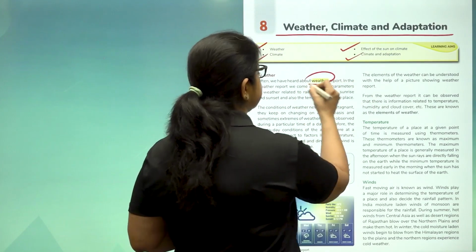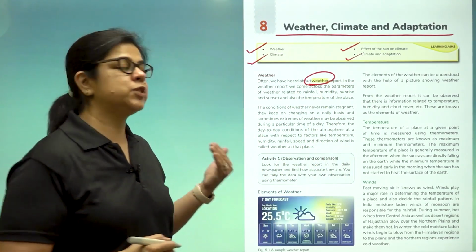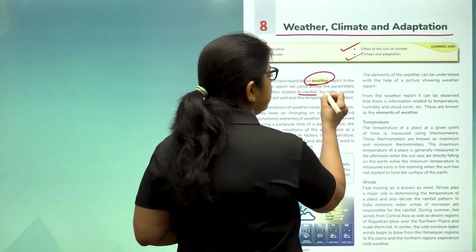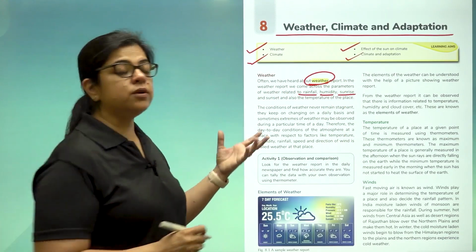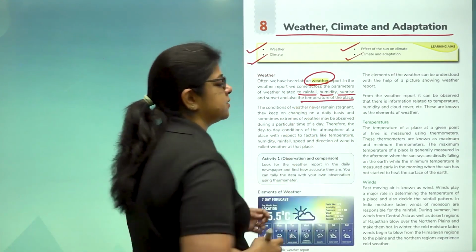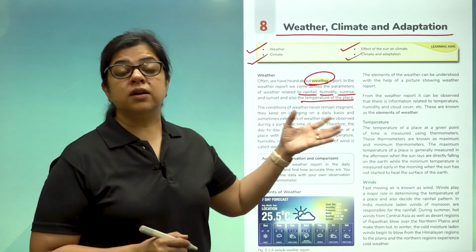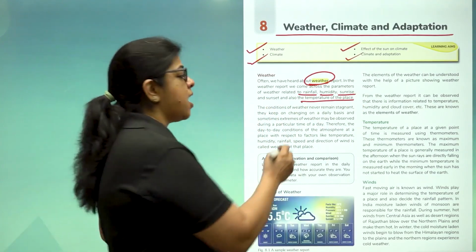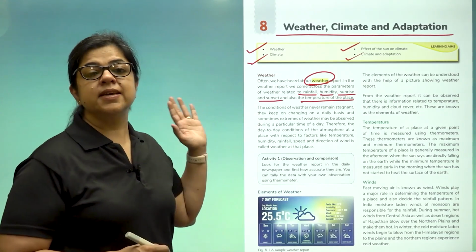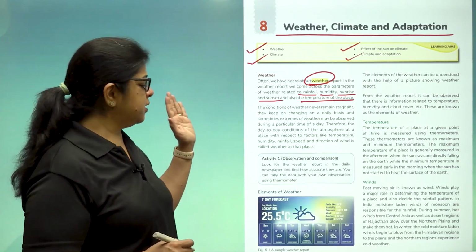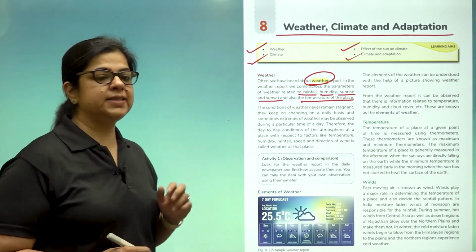So what is weather? Weather is the day-to-day change that takes place in rainfall, humidity, sunrise and therefore the temperature of the place. So how hot the sun is, how cool the sun is, how early the sun is rising, how early or late the sun is setting. All these things decide the weather for the day. Now, let's understand each of these in detail.